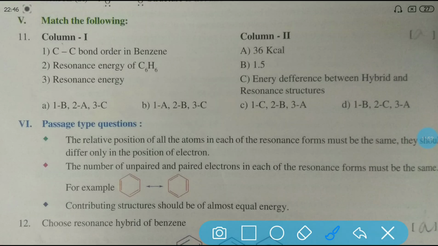Now, in matrix matching, you have to match column 1 and column 2. First one, the C-C bond order in benzene. What is it? It is 1.5, which is B. Next, resonance energy of C6H6. What is it? It is 36 kilocalorie. See the resonance in C6H6 which I have drawn. That is 36 kilocalorie. What is resonance energy? Obviously option C, that is the definition only. So the options are B, A and C. Yeah, option A.